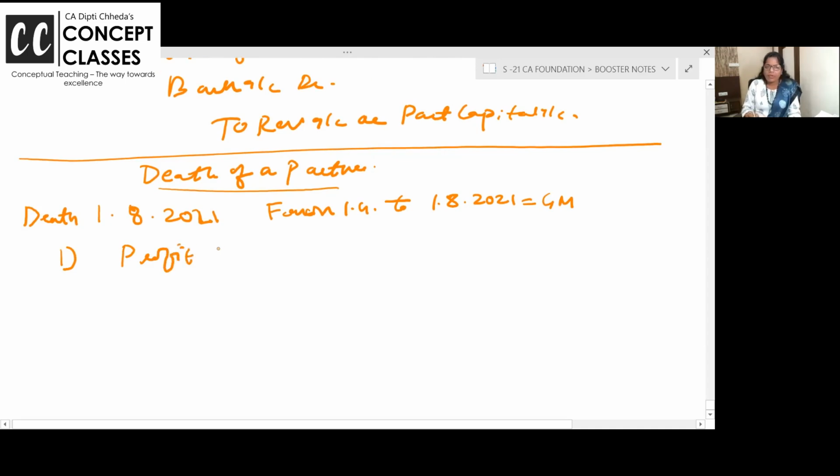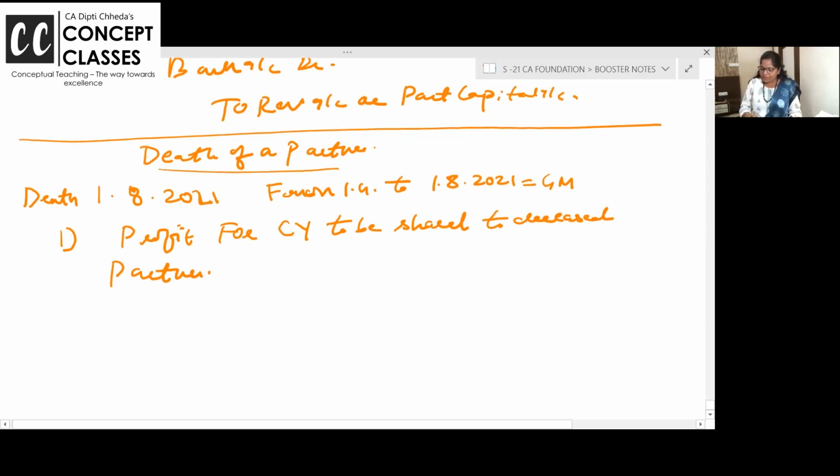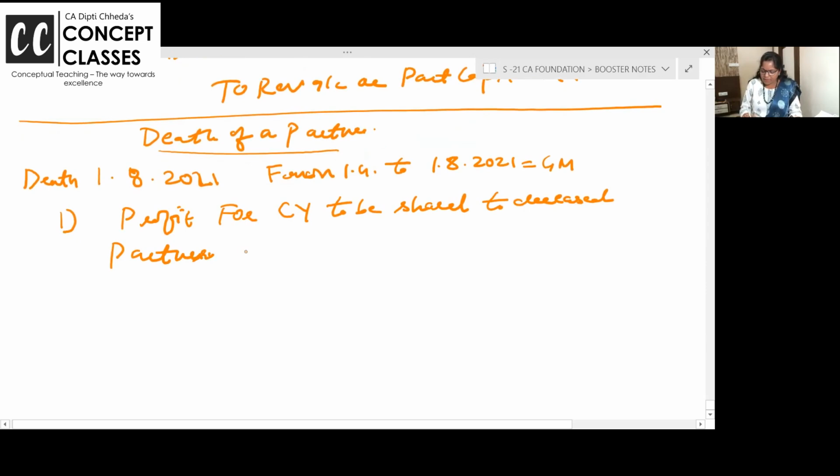Write down what I am writing. Profit for current year to be shared to deceased partner. Profit for the running year, current year, to be shared to the deceased partner.